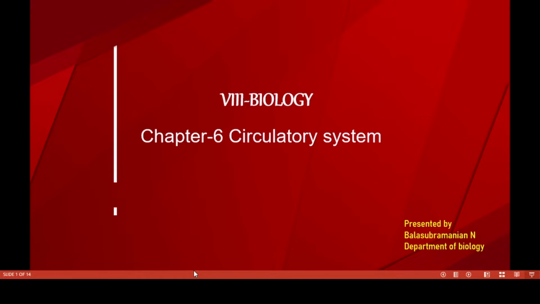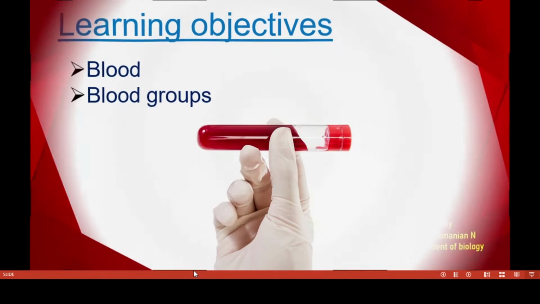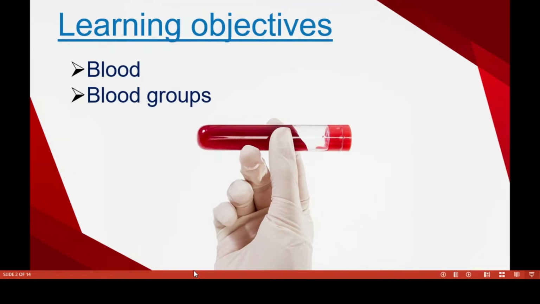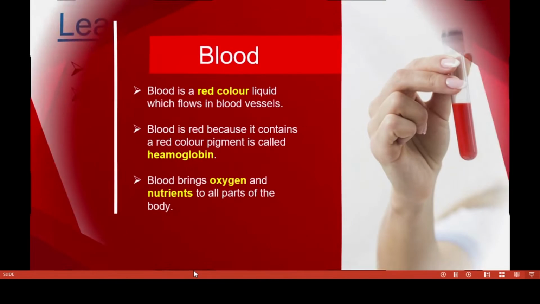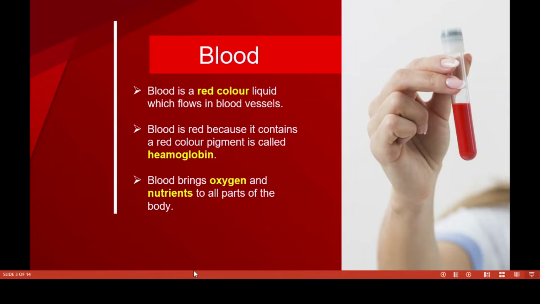Hi, in this video we are going to see 8th standard biology, chapter 6, circulatory system. In this lesson particularly we are going to learn about blood and blood groups. Before entering into the topic we should know what is circulatory system.